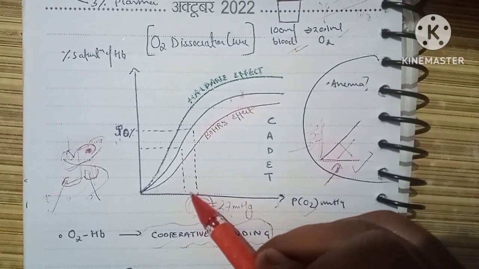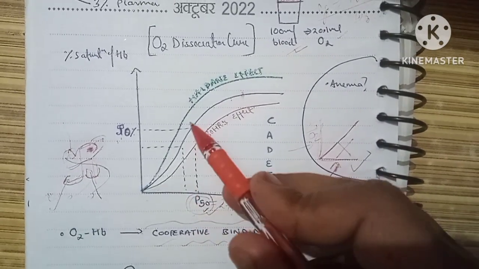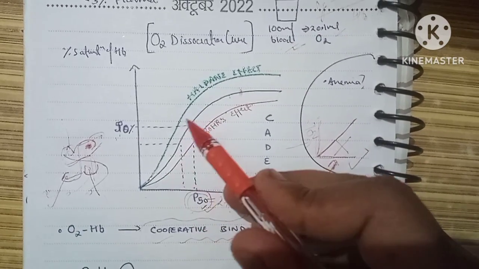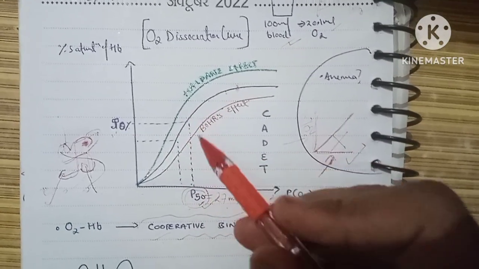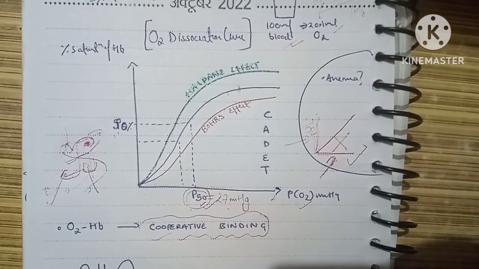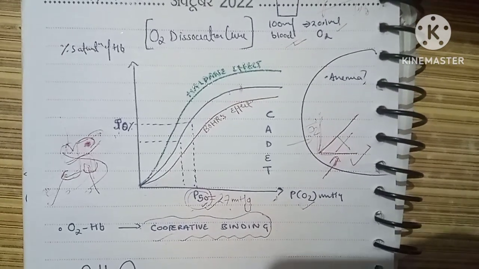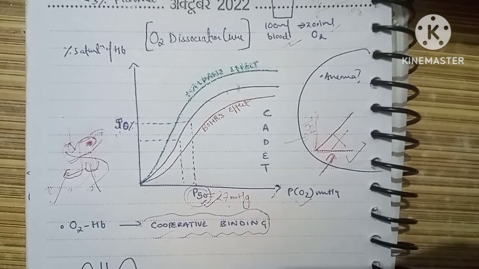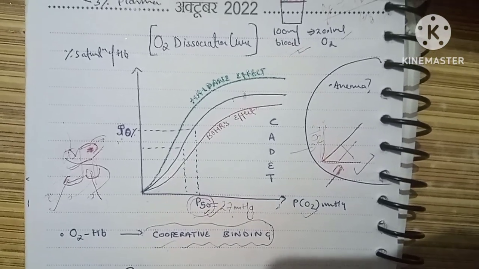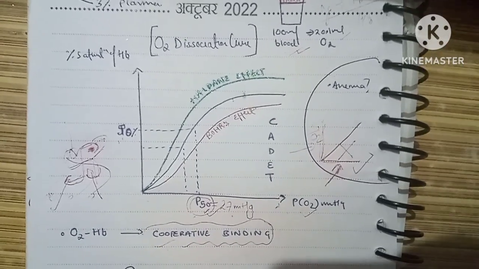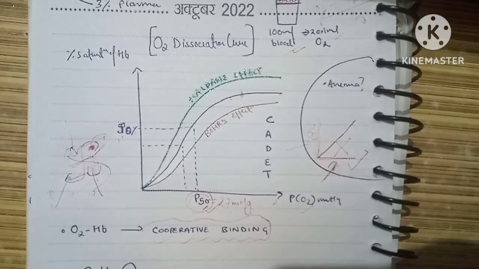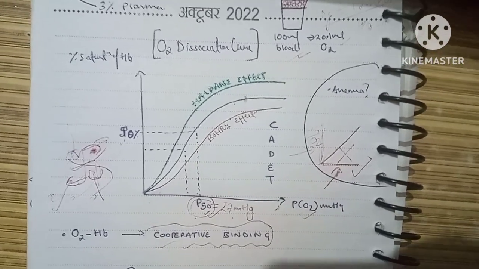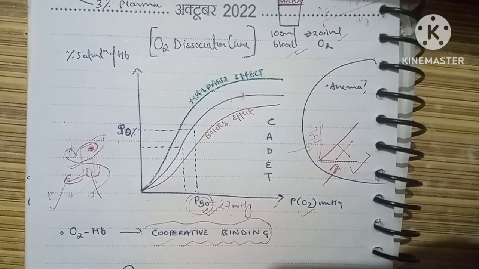And what is this sigmoid graph now? At the same pressure, the percentage saturation will increase because of this sigmoid graph rather than a linear graph. This was the basic understanding. Now let's try to incorporate the oxygen dissociation curve into understanding of how oxygen is being dissociated at the level of tissues and what is going to happen at the level of lungs.